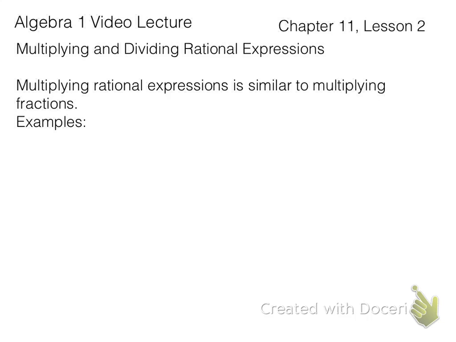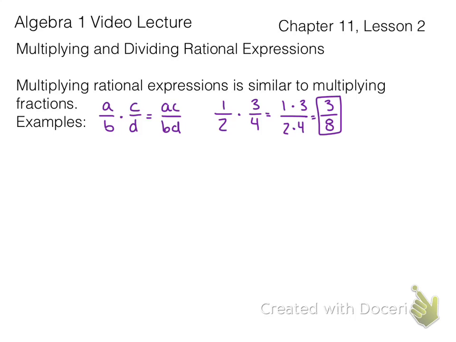Really, multiplying rational expressions is similar to multiplying fractions. So let's take a look at that. If we have a over b times c over d, to multiply fractions, we just do a times c and b times d to give us ac over bd. It's the same thing if I replace these with numbers: 1 over 2 times 3 over 4 is equal to 1 times 3 over 2 times 4, which is the same as 3 over 8. So it's basically what we're doing, but with things that have exponents and adding and subtracting. You know the drill.